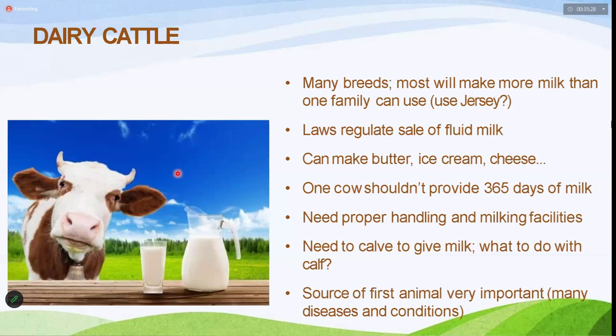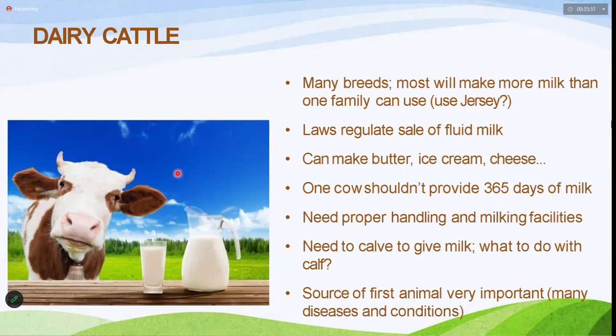Now, the largest livestock group is dairy cattle. There are a lot of breeds under dairy. Most will make more milk than a family can use. Jersey, for example, can make a lot. Jersey, Friesian, Ayrshire and so on.